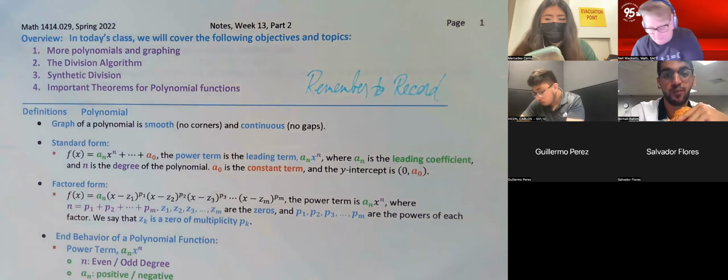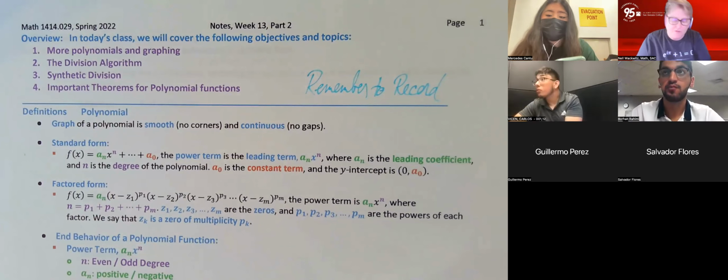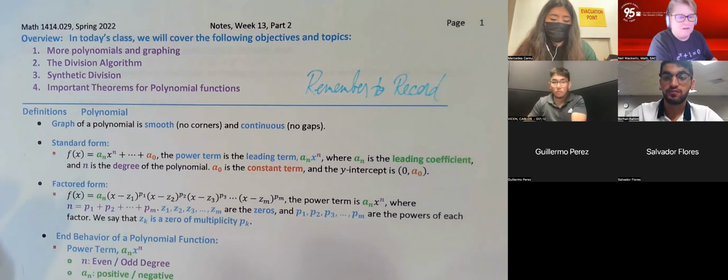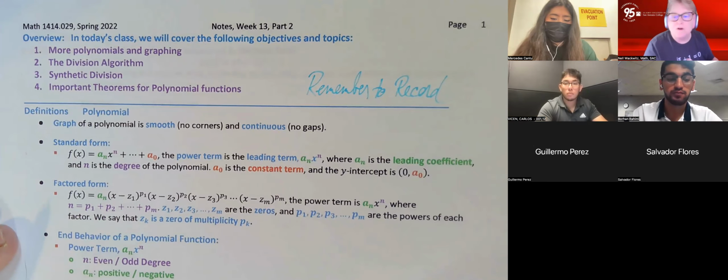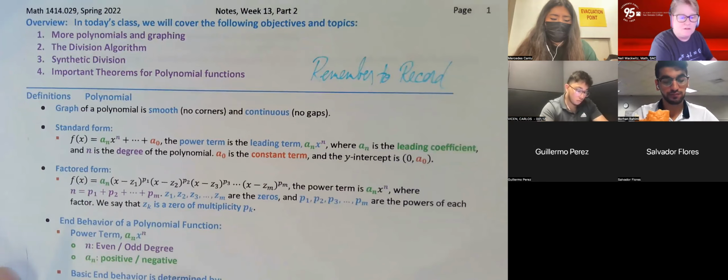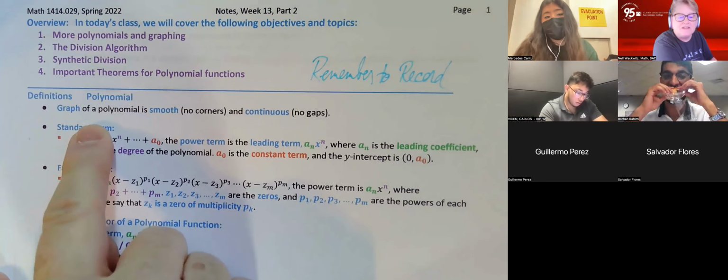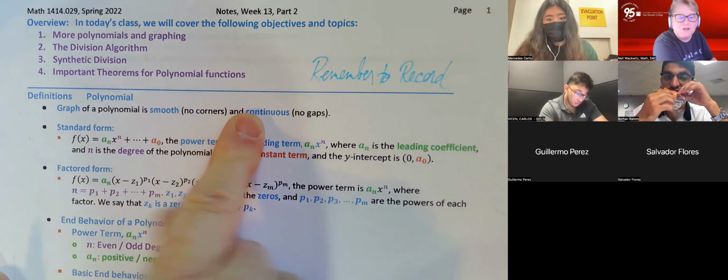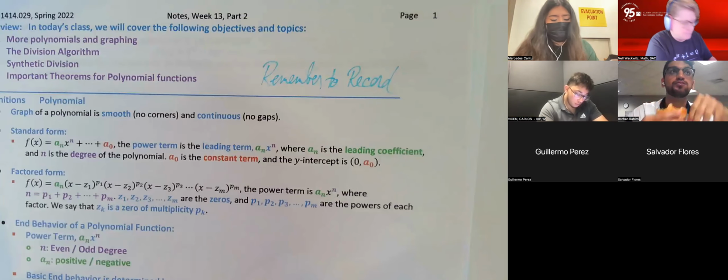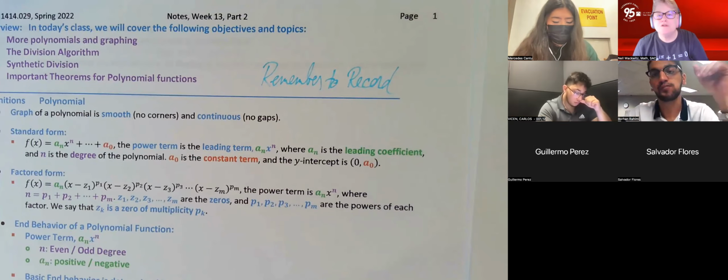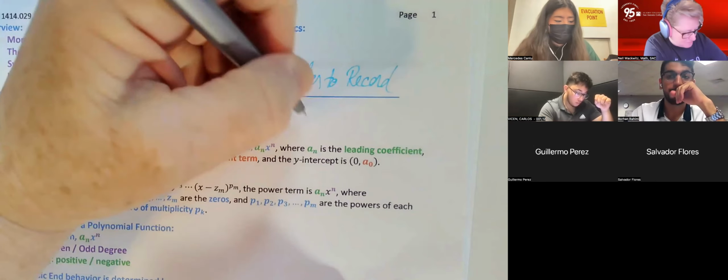Good morning. We are going to review a little bit of what we did last time, because I think that some of the notes weren't clear enough. So a polynomial is a smooth and continuous graph. So no corners, no gaps.